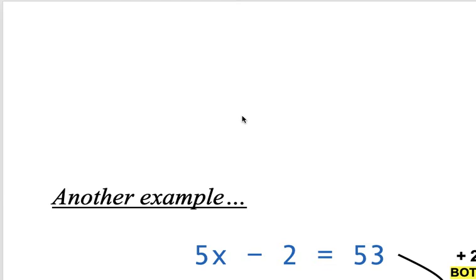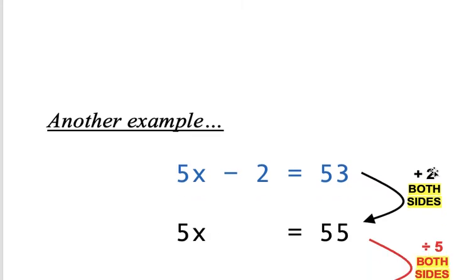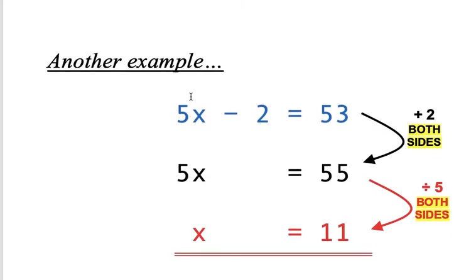Okay, moving on now to the next example. 5x minus 2 equals 53. Just try and do that one on your own and pause the video. Okay, so hopefully you've done that. 5x minus 2 equals 53. I want to get the x bit on its own, so I need to get rid of the minus 2. So I have to add 2.